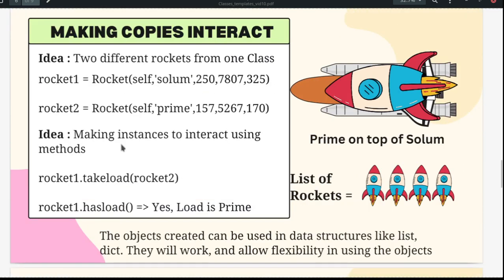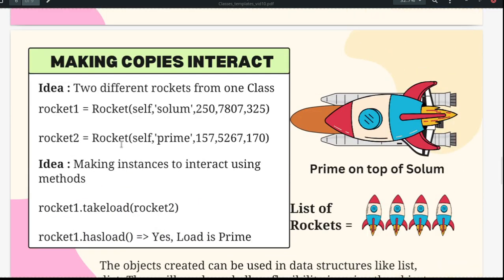Let us go further. Okay, now you see that the first and foremost idea is we can create two different rockets that I already told. But then we can also make the two instances interact using the methods that I showed above. So one rocket can carry the other rocket here. So that is how the actual interaction happens. We can simulate this kind of physical changes in reality using a program. This is a very powerful way of thinking about programming.